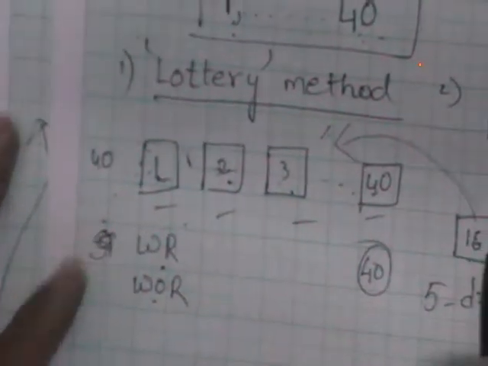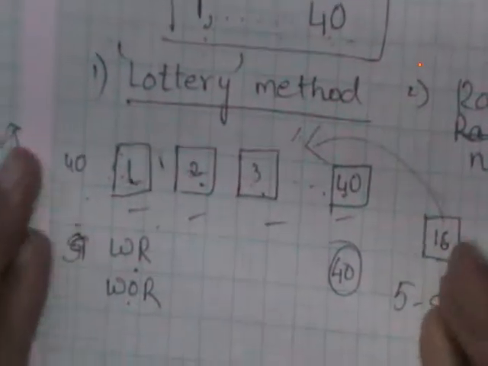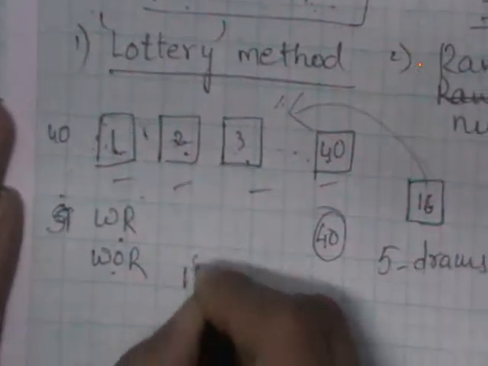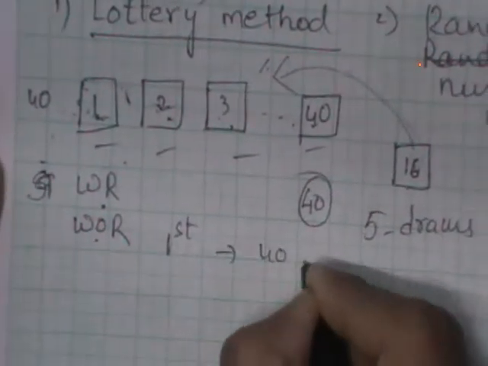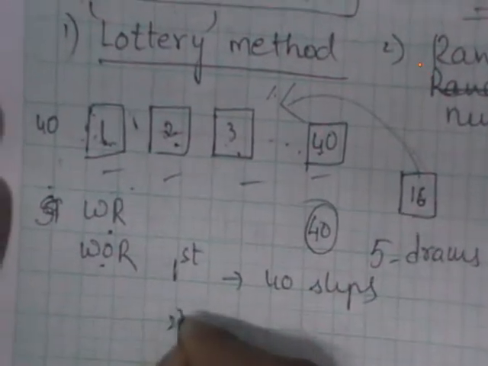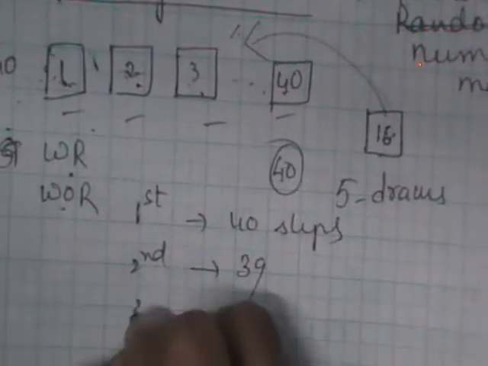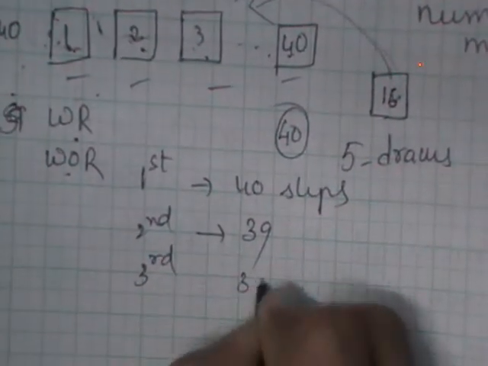If it is without replacement, and 16 is selected, I am not going to replace it into the population. So the first draw has 40 slips. In the second draw, since it is not replaced, I get 39. In the third draw, I get 38.